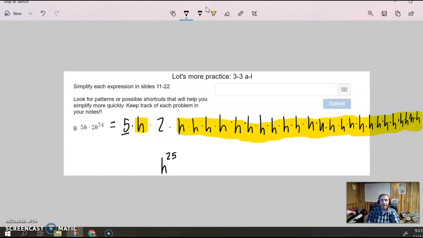Now I have 5 and 2. Notice I'm multiplying them. So we can just take those constants, right, and we can multiply 5 times 2, and we end up with 10. So I have 10 h to the 25th. Review that one if you need to.